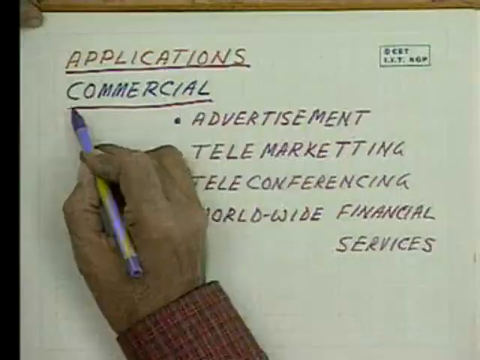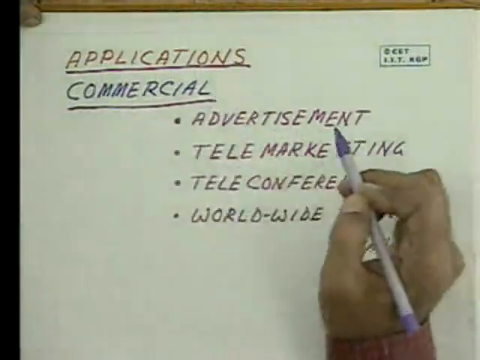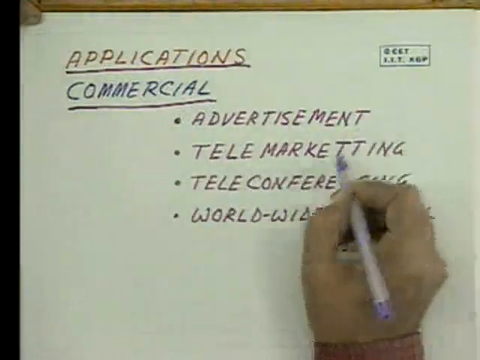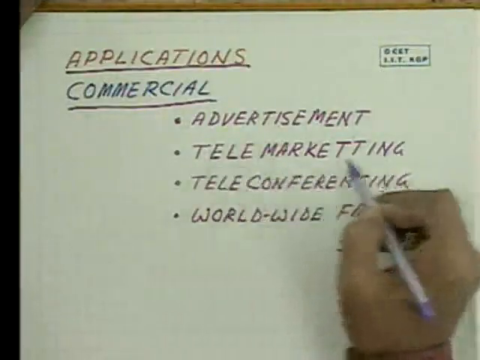Another important application area is commercial. The commercial applications have gradually exceeded the scientific and technical applications. Computer network can be used for advertisement. There are various websites where advertisements are made, and if you search any website, you'll find lots of advertisements displayed. Then telemarketing. One can place an order by looking at some product on a website. So through a computer network, telemarketing can be done.